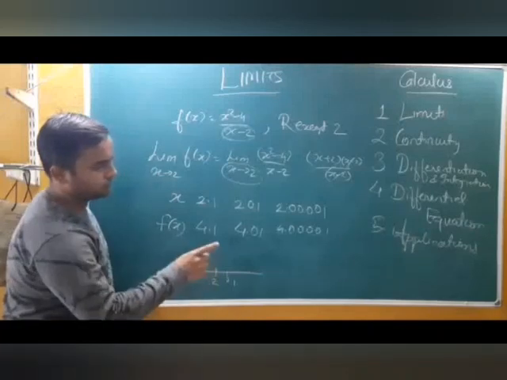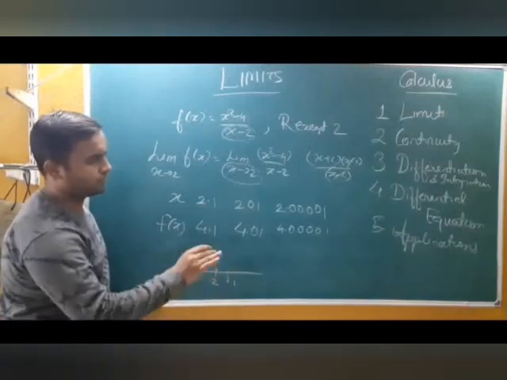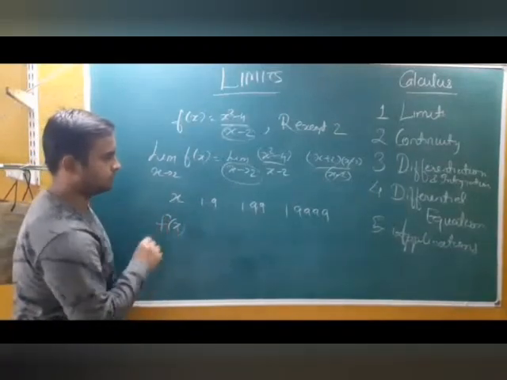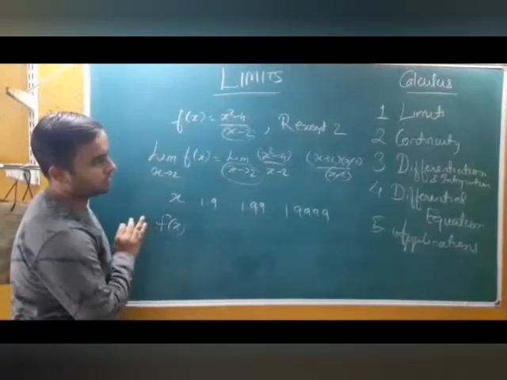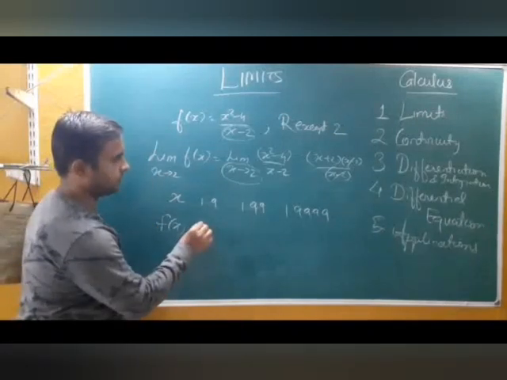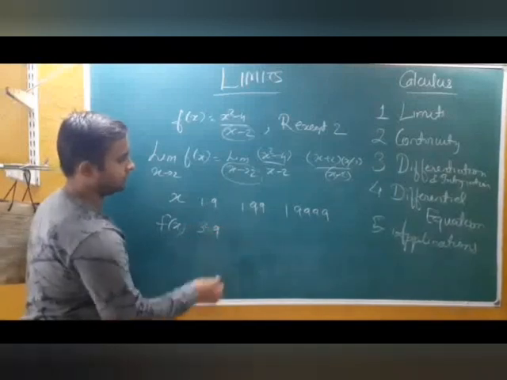4.00001 is very close to 4. Let's see the behavior of the function at this point. Now these values are approaching 2 from the left hand side, so the value will be 3.9.